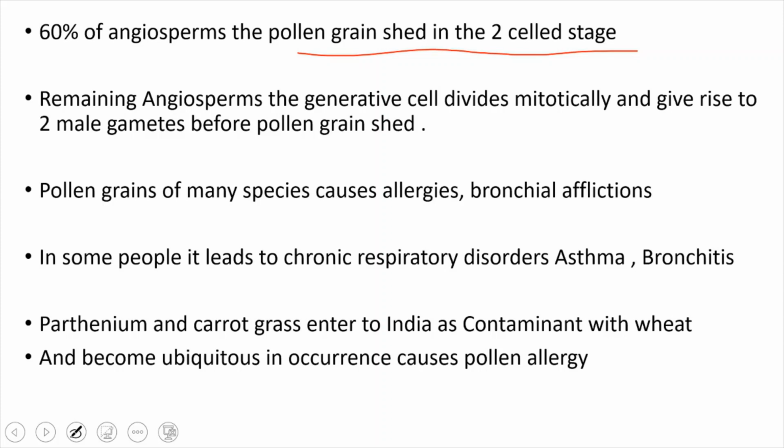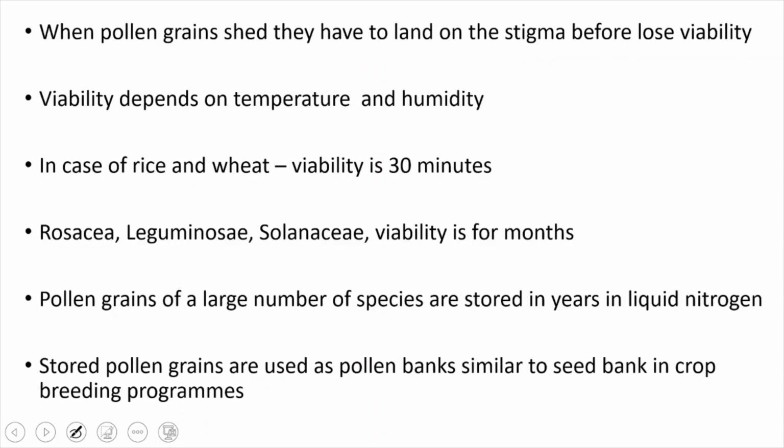Pollen grains of many species cause allergies and bronchial afflictions. In some people, these allergies lead to chronic respiratory disorders called asthma and bronchitis. Parthenium and carrot grass entered India as a contaminant with wheat and became ubiquitous. That means they are now general here in occurrence, and cause pollen allergies to most of the people who are working in the fields, right?